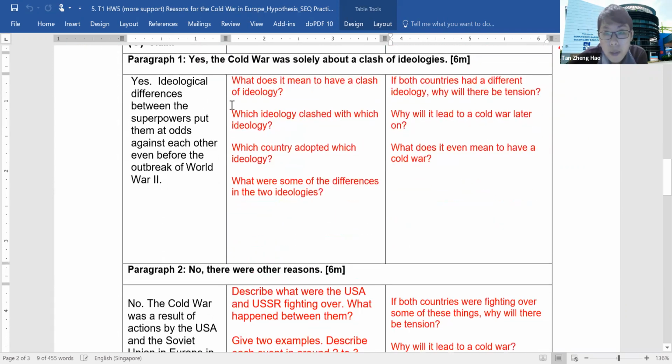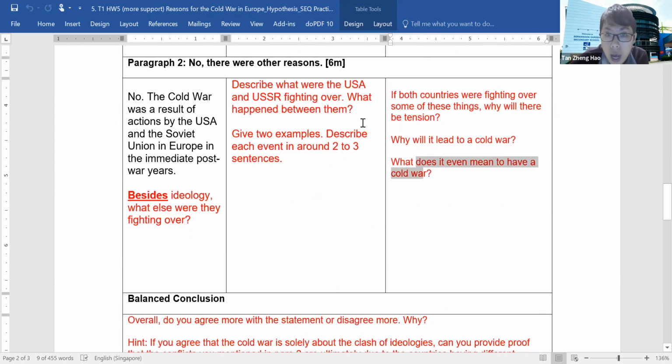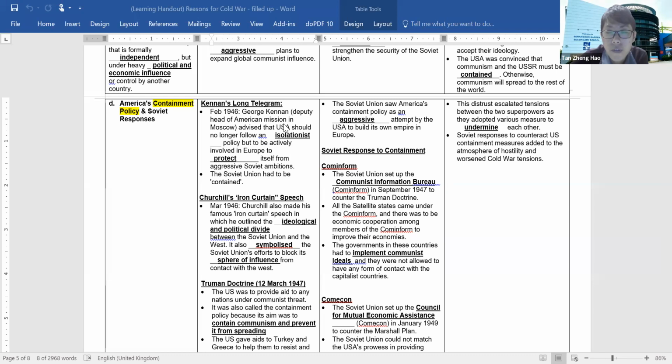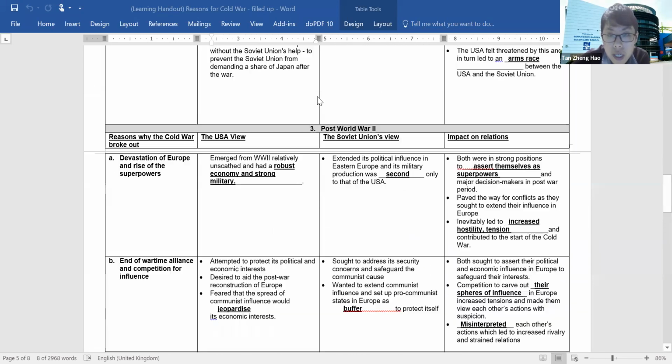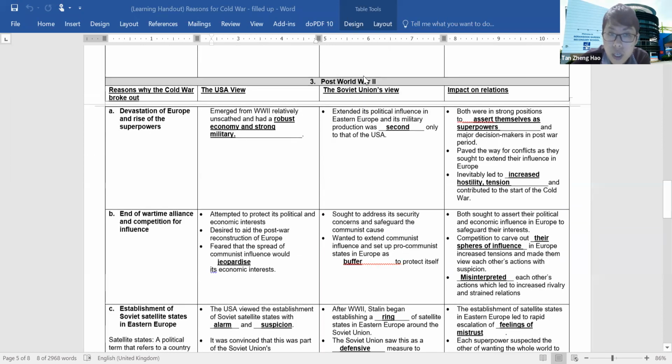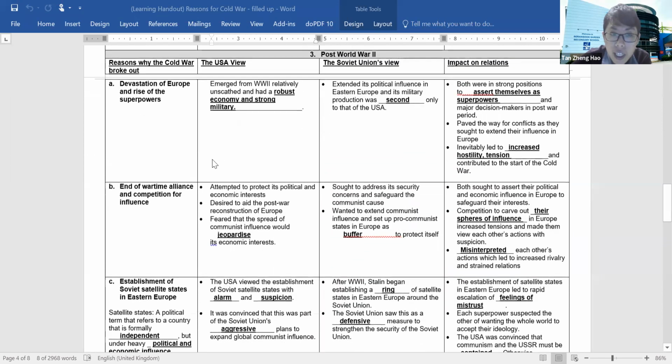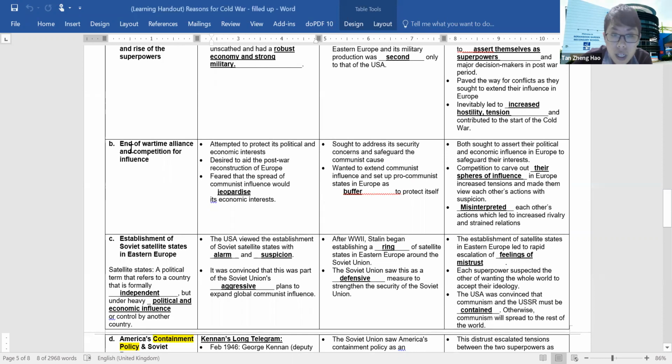Okay. Let me change the screen again to the notes to show you how I might find the points for paragraph 2. Okay, so let me share the notes again. Just now the notes mentioned some of the things that they fought over. You can see it in post-World War II. So maybe I want to go to the section on post-World War II in the notes. And you can see that they were fighting over so many things. For example, they were competing for influence.